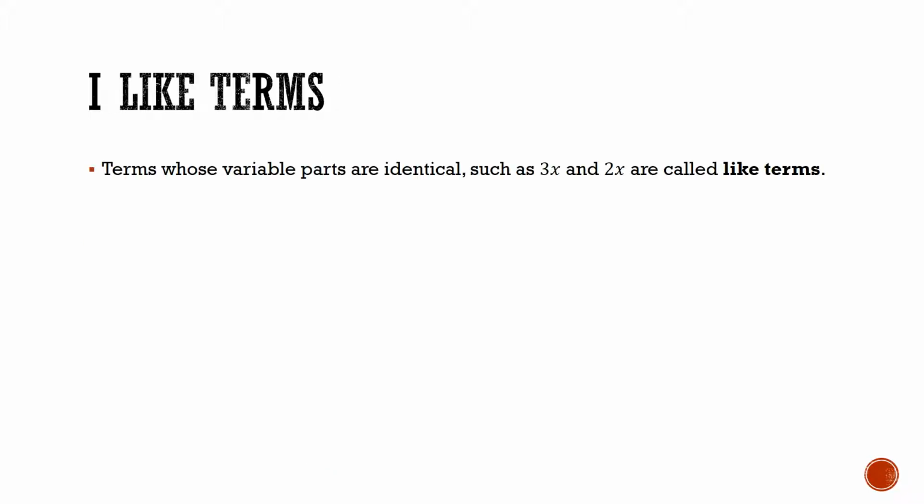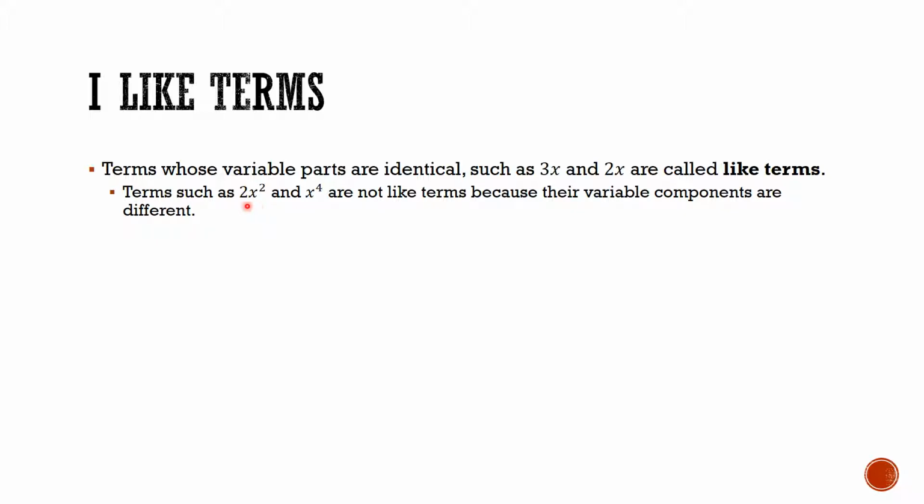All right, so terms whose variable parts are identical. So I've got 3x and 2x. Those are identical because it's just x and x. There's no exponent, or there's an exponent of 1, but they have the same exponent. These are called like terms. So terms like 2x squared and x to the fourth are not like terms because their variable components are different, because this one has a square and this one has a fourth.